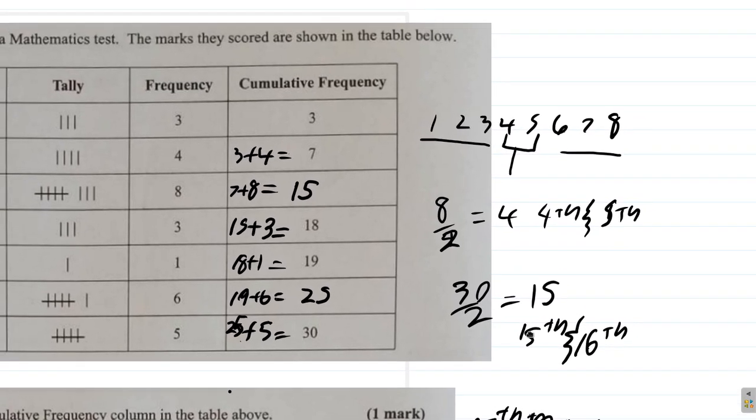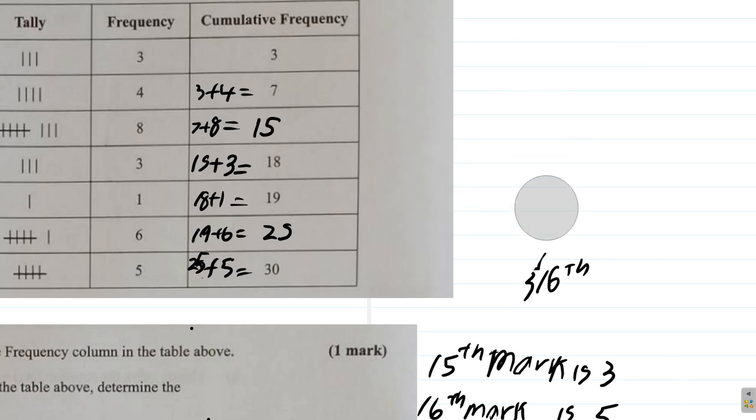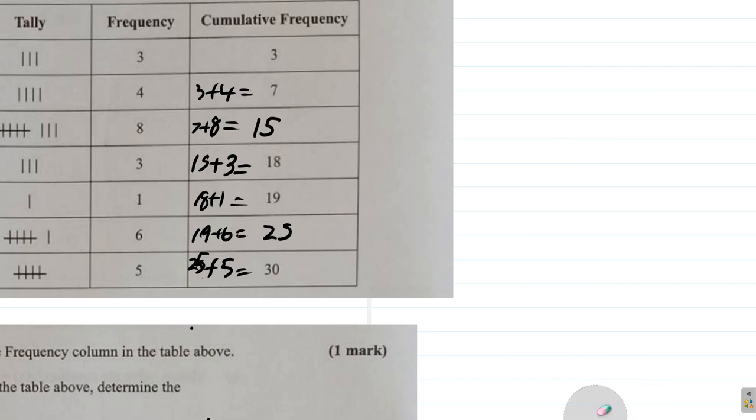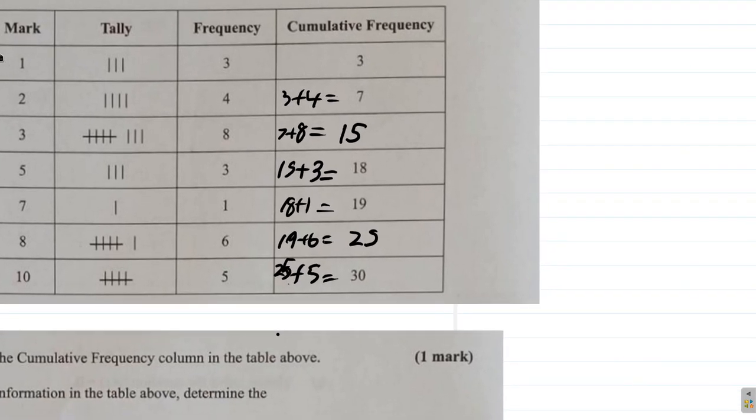Now, let's look at this. Let's erase some of these things here. Alright. You see this now? Remember, if you should write out all the marks, you would have 1, 1, 1, 2, 2, 2, 2, 3, 3, 3, 3, 3, 3, 3, 3, and so on and so forth. Now, that would give you 30 marks.